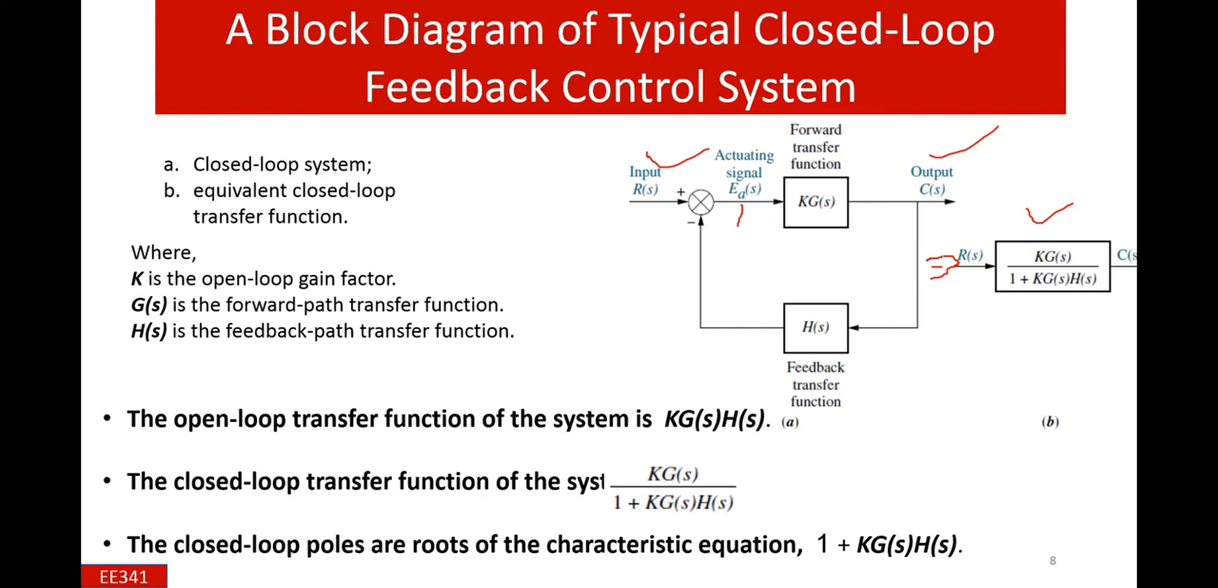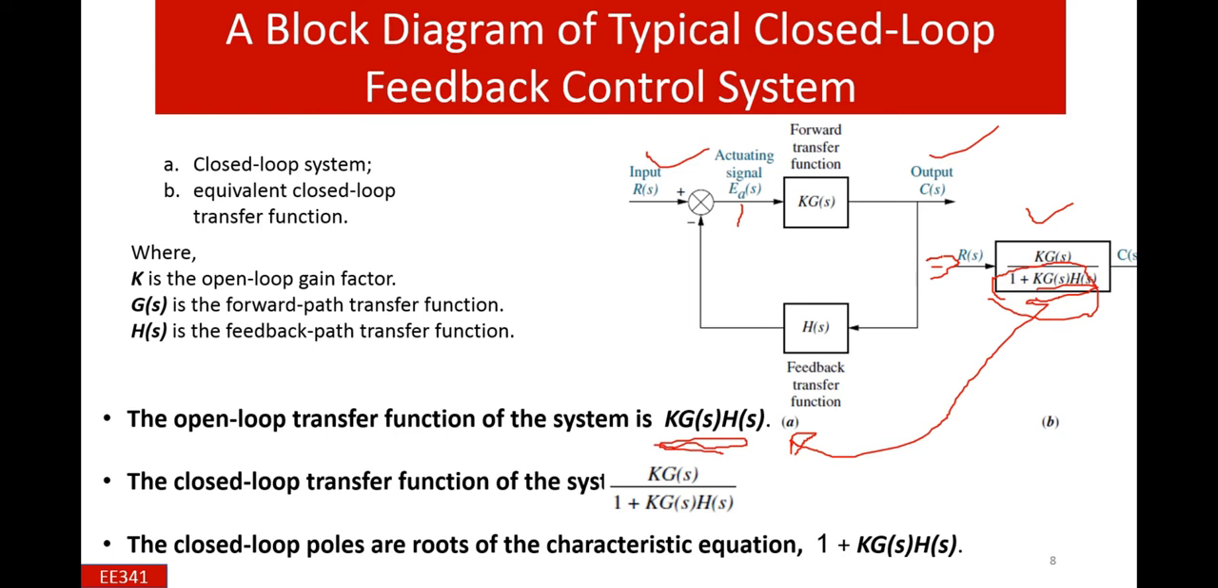From the closed loop transfer function, the whole denominator is the characteristic equation, and only this part is the open loop transfer function. Usually the open loop transfer function is only G, where H(s) is equal to 1 and K equals 1. But if K is not equal to 1 and even the feedback transfer function is not equal to 1, then the open loop transfer function is like this one, and this will be helpful to understand the concept of root locus.